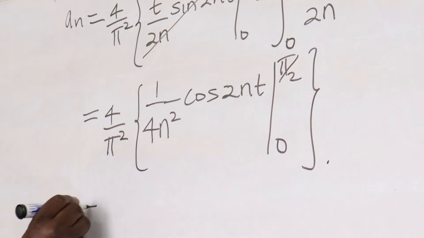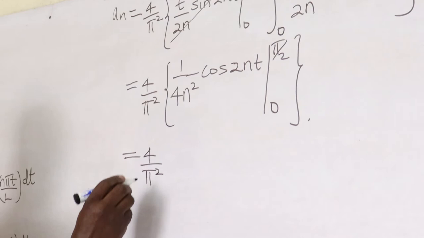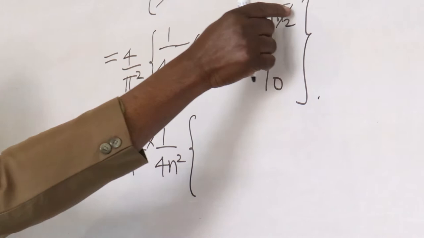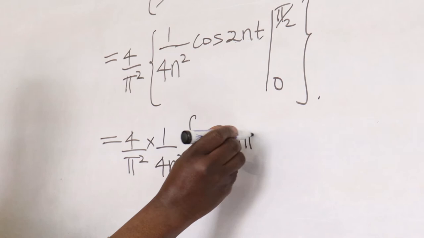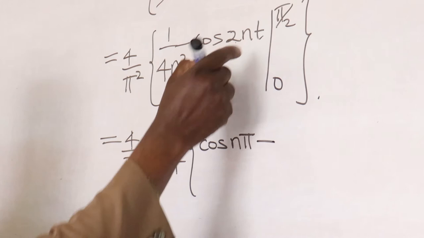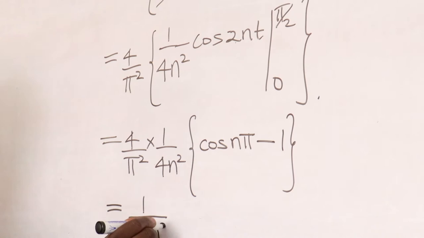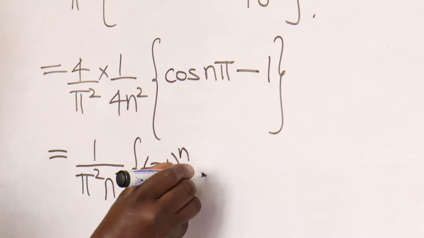Which we have 4 all over pi squared. This 1 all over 4n squared, we also take it out. We only remain with the cos 2nt. Put pi all over 2 here, we get cos n pi, minus cos of 0, which is 1. So this gives us 1 all over pi squared n squared into negative 1 power n minus 1.